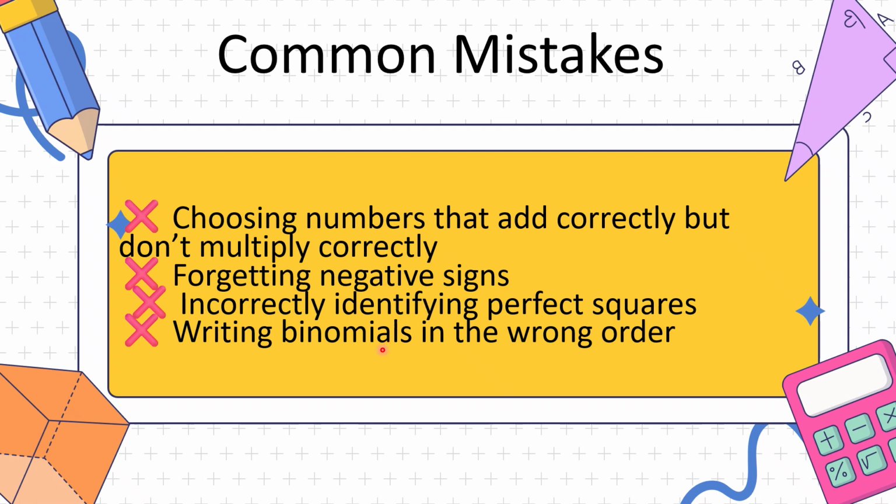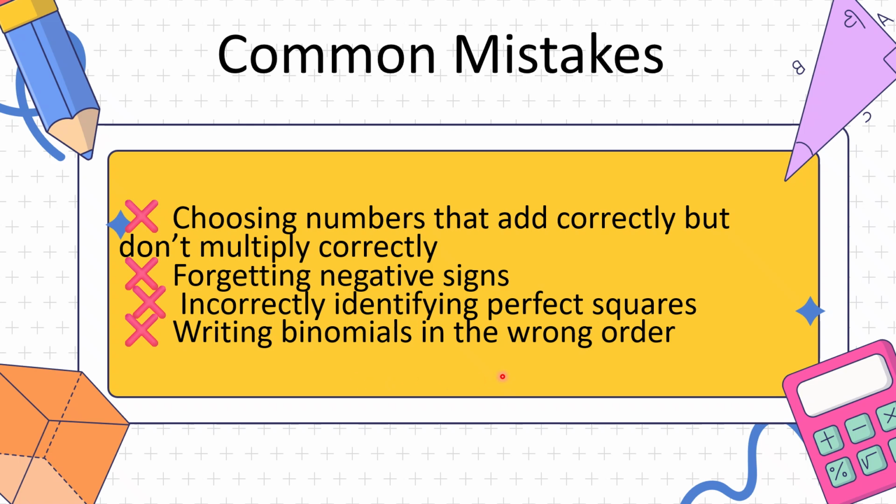integers. All right. Now, another mistake is correctly identifying perfect squares. So just remember to identify the perfect squares. What are these perfect squares? We have 4, 9, 25, 36, 49, 64, and then 81, 100, and so on. So there are lots of perfect squares.